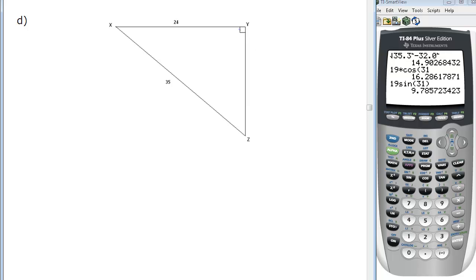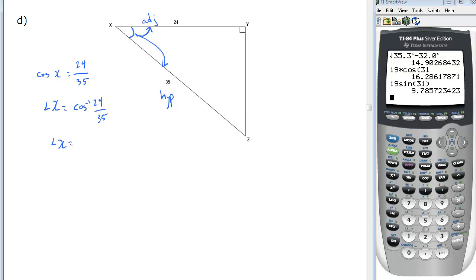This time we're given only one angle and two sides, so we're going to start by using the two sides to find an angle. So let's say we want to find angle X first. This side here would be called the adjacent side. This side here is the hypotenuse because it's across from the 90. To find the angle then, adjacent and hypotenuse means the cosine of X is going to equal adjacent over hypotenuse. So angle X then is going to be the cosine inverse of 24 over 35.